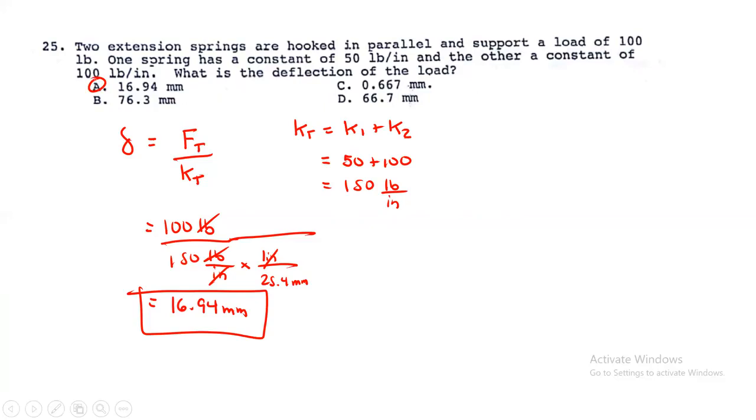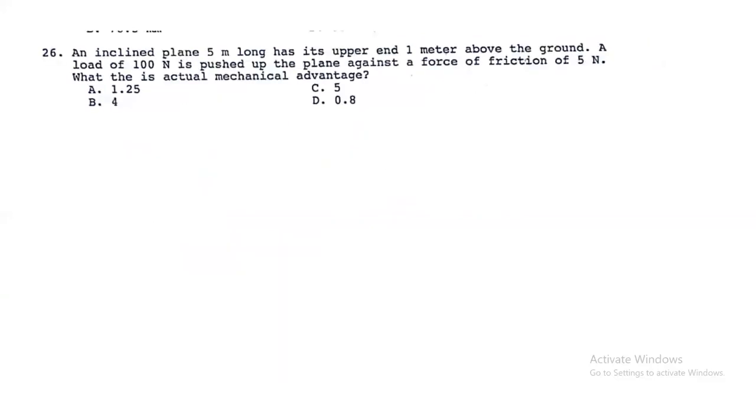So next, 26. An inclined plane 5 meter long has its upper end 1 meter above the ground. A load of 100 Newton is pushed up the plane against a force of friction of 5 Newton. What is the actual mechanical advantage?